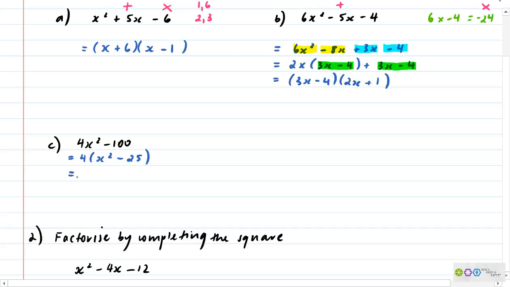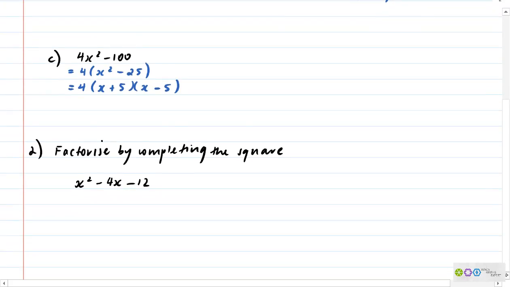Now if we look at the part that's inside the bracket, you should recognise this as a difference of two squares. So what we end up with is again double brackets, and we have x and x, and 25 is a square number, and the square root of that is 5, so we end up with a +5 and a -5. So the difference of two squares, a plus and a minus. Okay, so that's our first part of factorising.